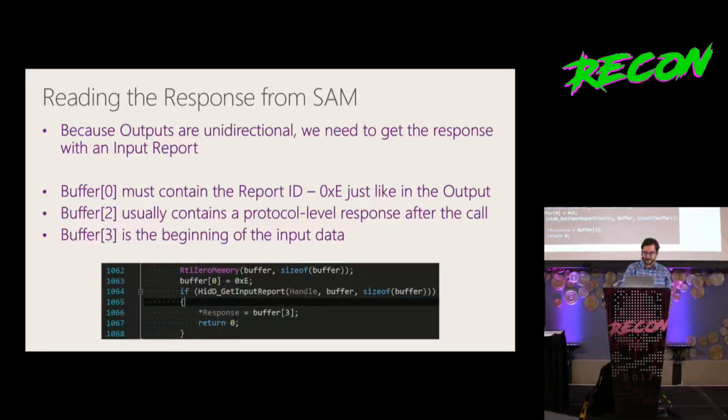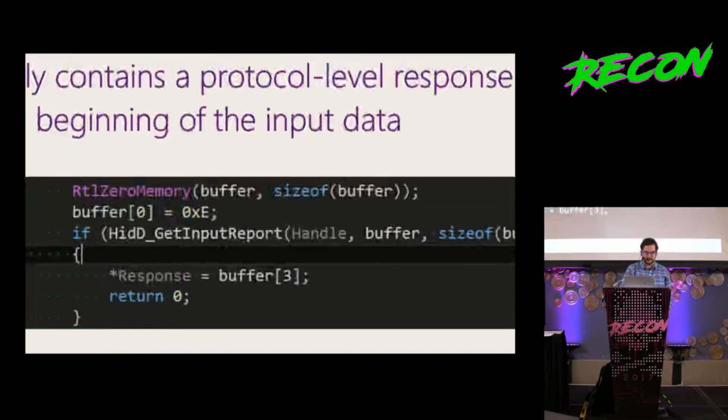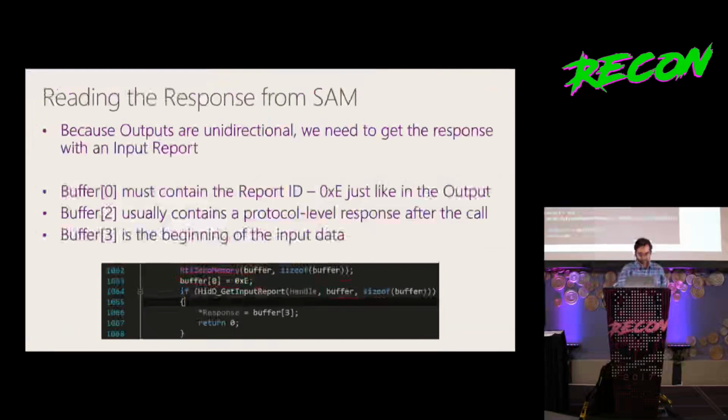And when you do that, again, in the first element of the buffer, you have to tell it what report ID you want. So since we just sent report 14, we want to read report 14. And then in your buffer, you'll get the response back. At least the way SAM does it, buffer 2 usually contains a response code, like an I2C-level response code. So did SAM actually get the message? Was SAM able to do something? And then buffer 3 and onwards contain the actual data.